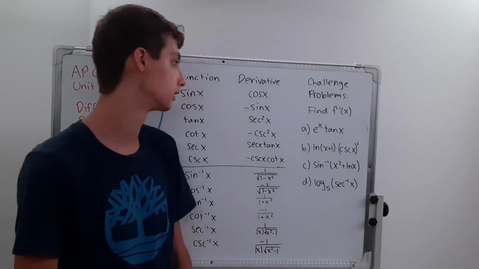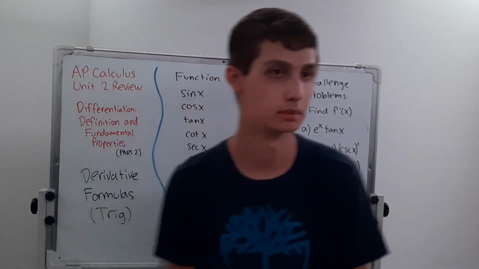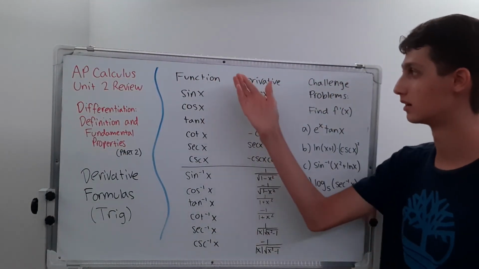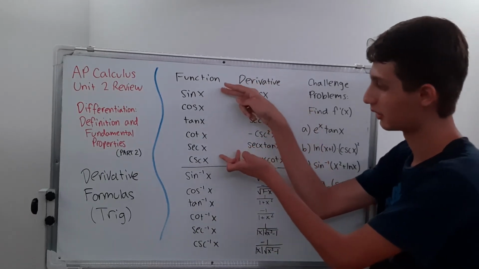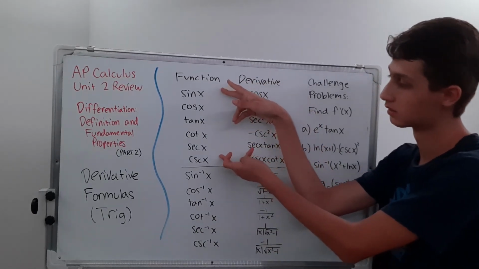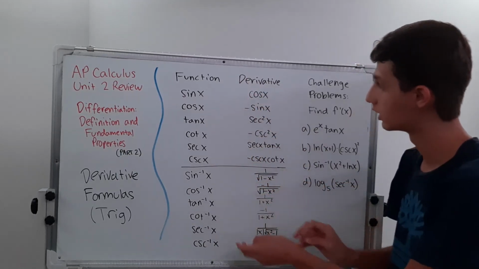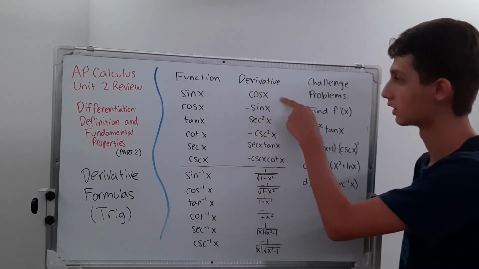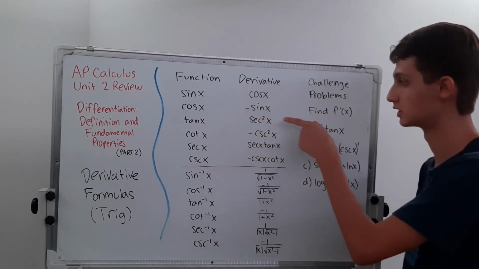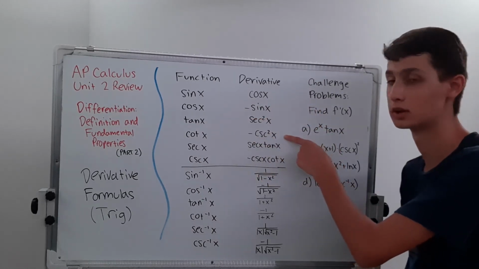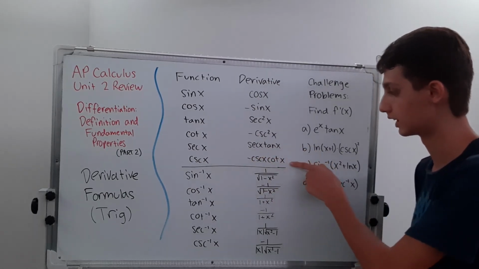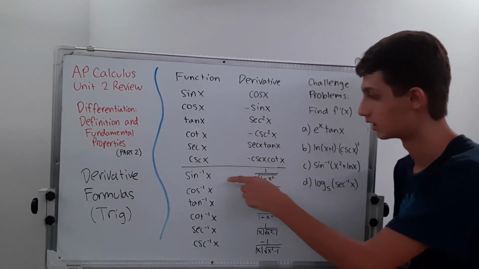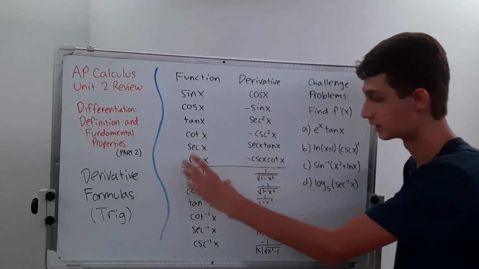Alright, so here are the trig formulas. Here, let me step out of the way. So you have the functions and the derivatives. Here are the normal trig functions, your normal 6, and here are their inverses. Derivative of sine x is cosine, cosine is negative sine, tangent is secant squared, cotangent is negative cosecant squared, secant is secant tangent, cosecant is negative cosecant cotangent, and here are the inverses.